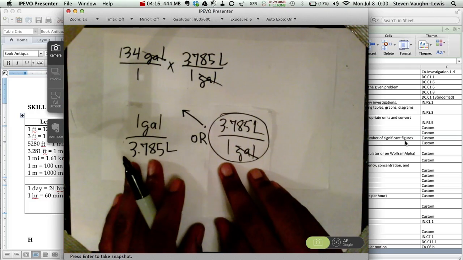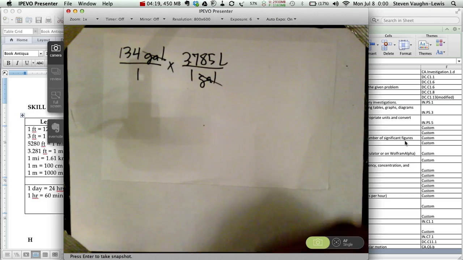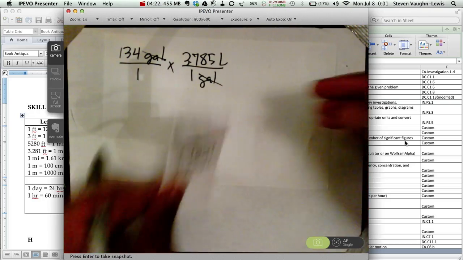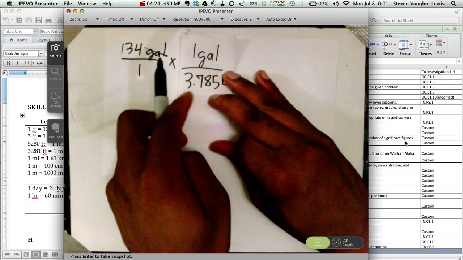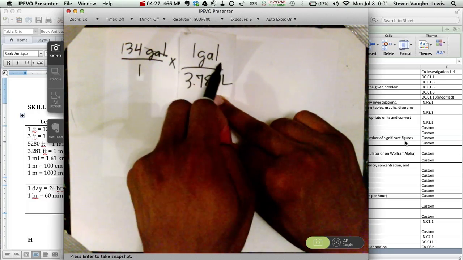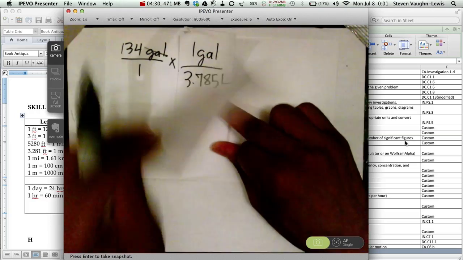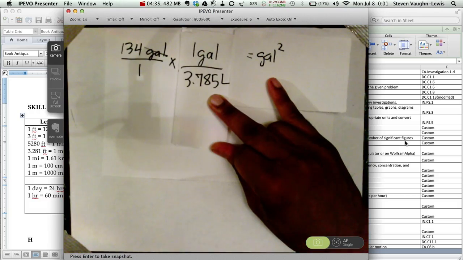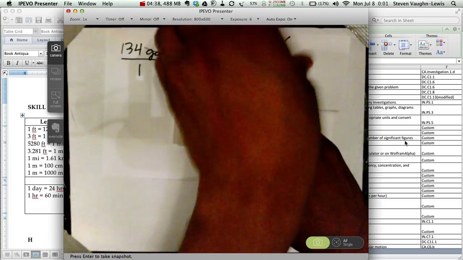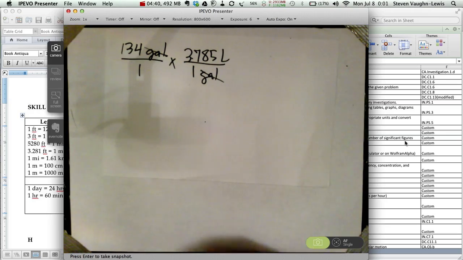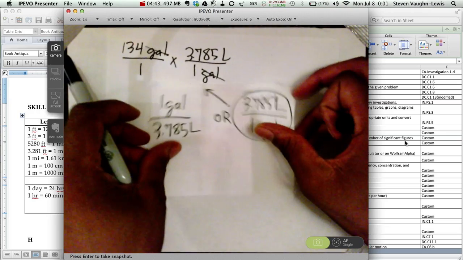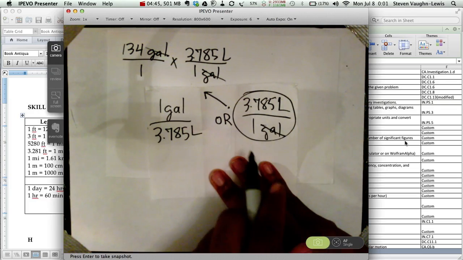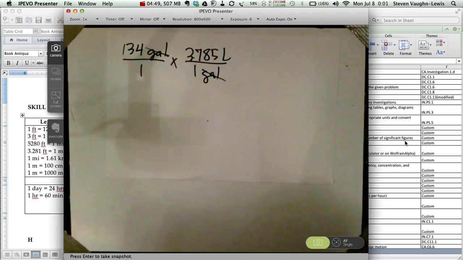Gallons cancels out. Because if I use the other one, then gallons would not cancel out. I will have gallons times gallons, giving me gallons squared, which is wrong. I want them to cancel out. And that is why I pick this second conversion factor out of the two conversion factors that I can pick. So once I find the correct conversion factor, now all I do is solve the problem.